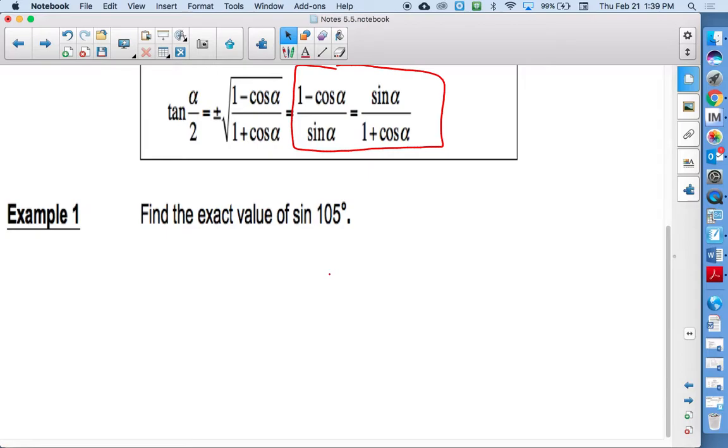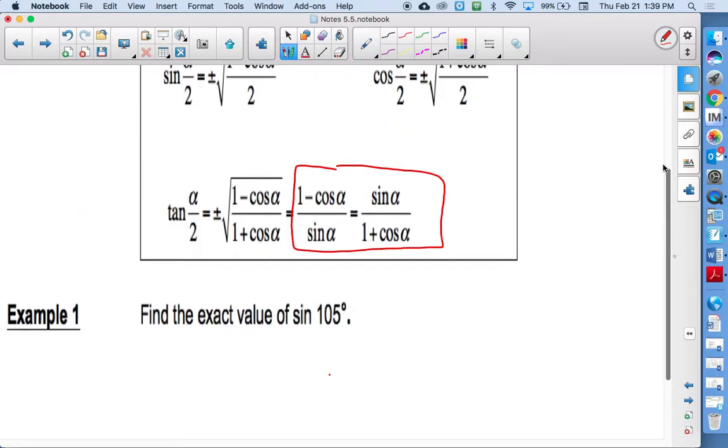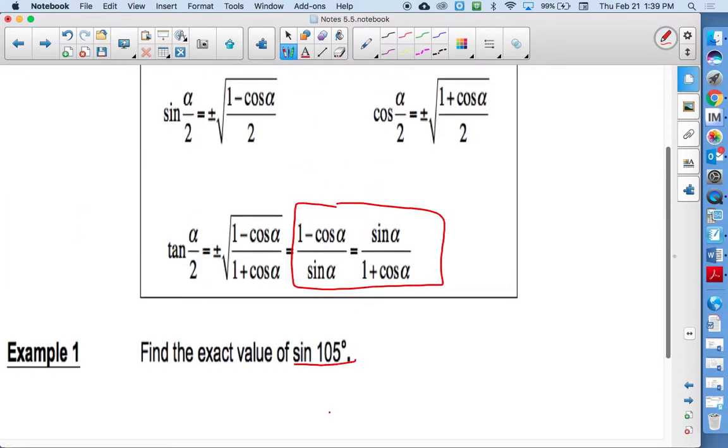So instead, we're going to try and use an angle that we have memorized on the unit circle so that we can find the exact value of this without going to that evil calculator. That's the whole goal. So we're going to try and evaluate the sine of 105 degrees using the half angle formula.